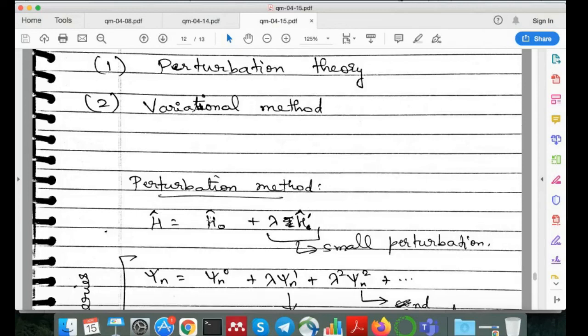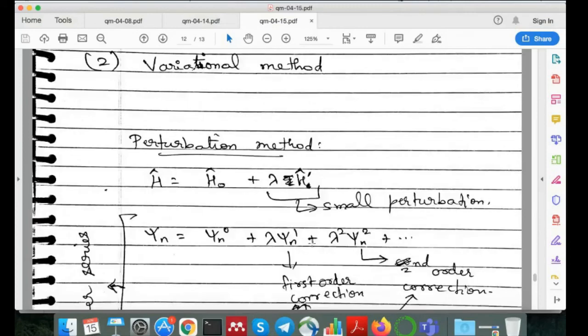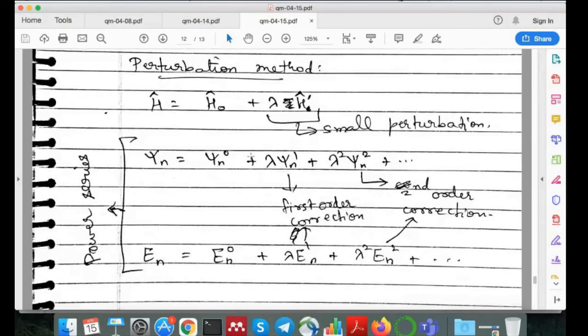If the Hamiltonian is represented in this manner, then the wave function and energy can be represented as a power series. The wave function is your unperturbed wave function, which comes out from H naught, plus lambda times the first order correction, plus lambda squared times the second order correction, plus lambda cubed times the third order correction, and so on. Similarly, the energy is E naught, the unperturbed energy, plus lambda times the first order correction, lambda squared times the second order correction, plus lambda cubed times the third order correction, and so on.